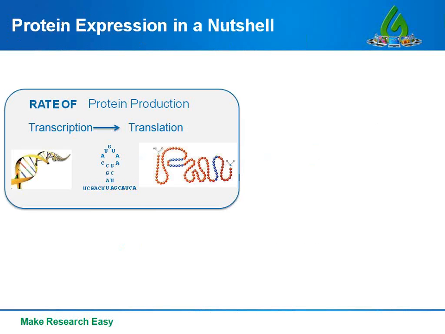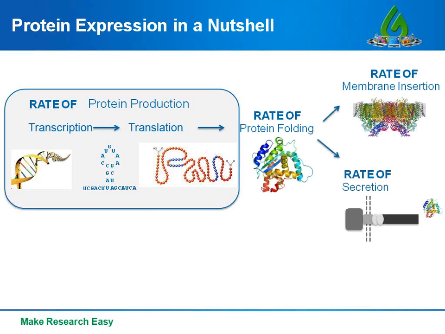And again, this is only relevant to prokaryotic expression systems like E. coli. So I want to start with a review of protein expression in a nutshell. As you know, the rate of protein production is determined by the rate of transcription of DNA to RNA and then translation of the RNA into protein.